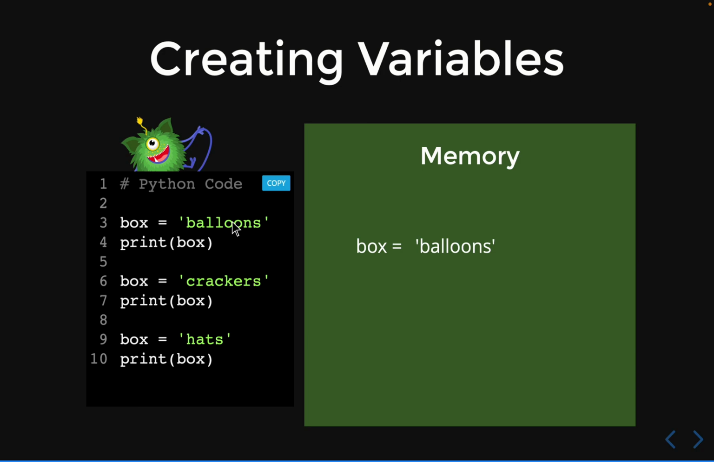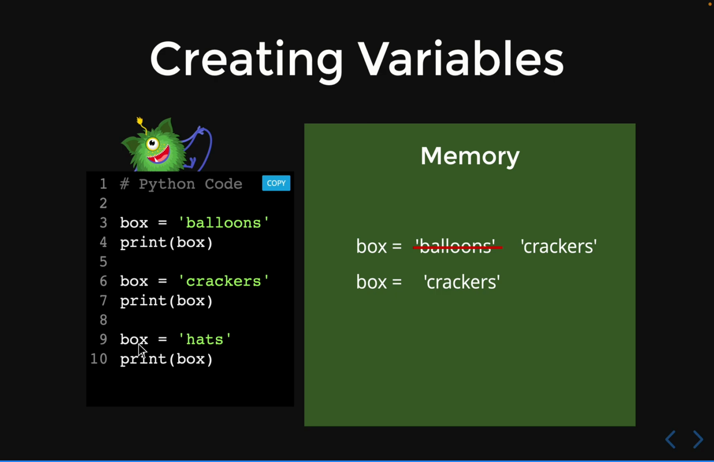balloons. But what happens when Python goes to the next line, the one where you are reassigning the value of box to crackers? At that time, the value of balloons is actually taken out and a new value of crackers is assigned to the box. So after your line number 6, this is how your box is going to look. Box is going to hold just the value of crackers. That's why on line number 7, when we try to print out the value of box, we get the value of crackers. Now the same thing is going to continue on the next line as well.